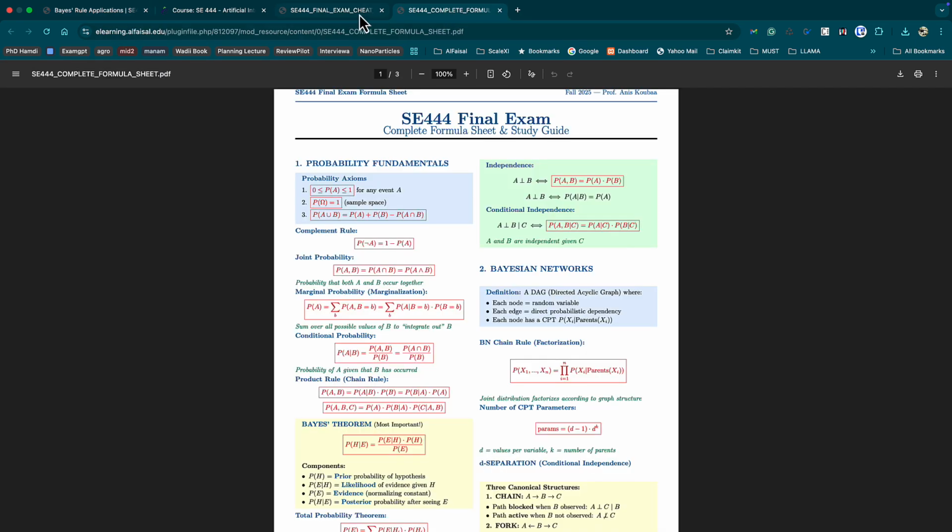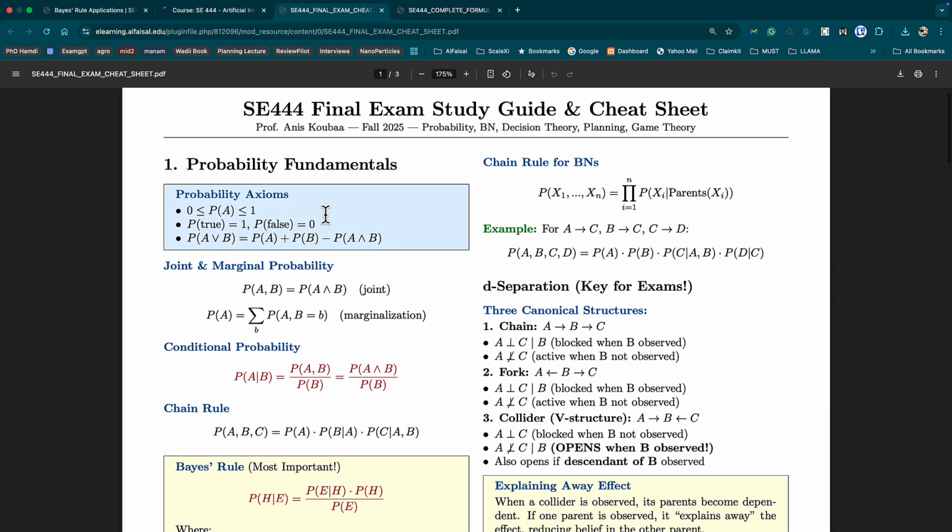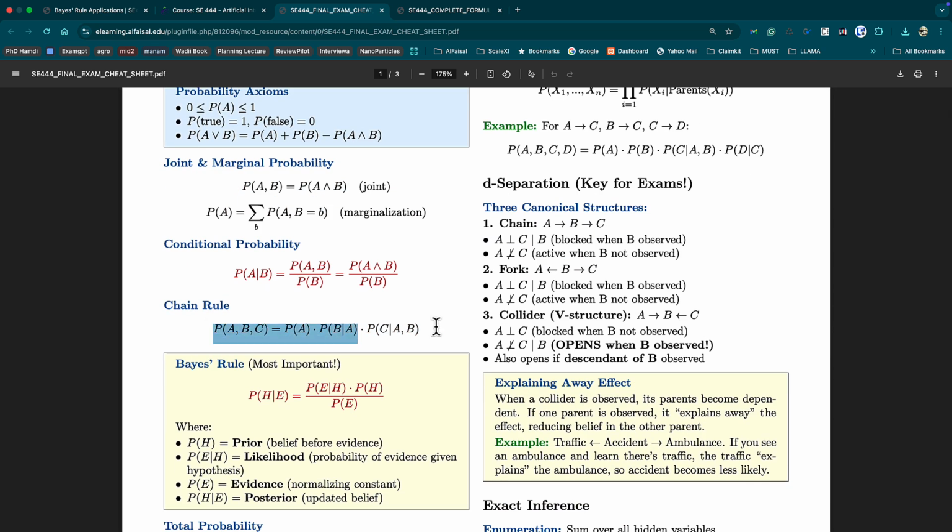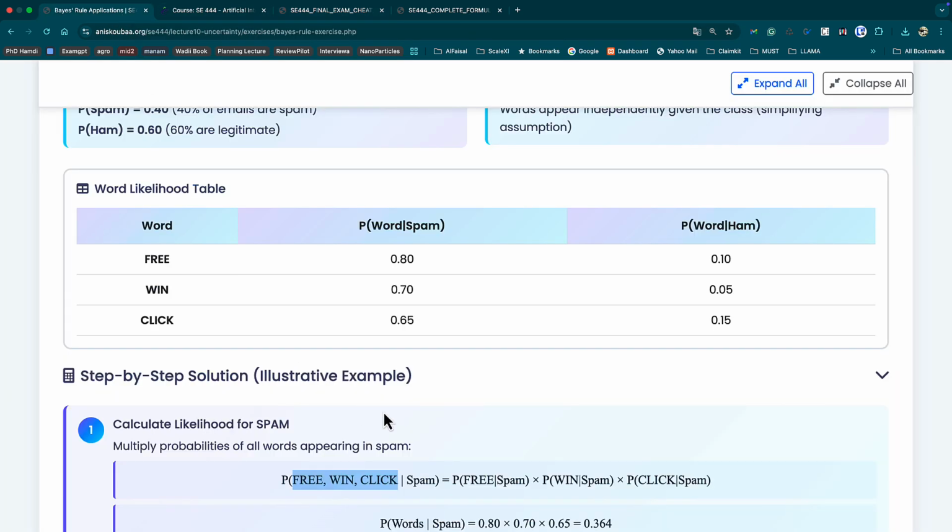Let's look at the chain rule. What I did is make the probability of A and B and C equal to P(A) times P(B) times P(C), but this is the chain rule. Why didn't I apply it this way? Because they are not dependent. They're independent. Are the words dependent or independent? Completely independent.